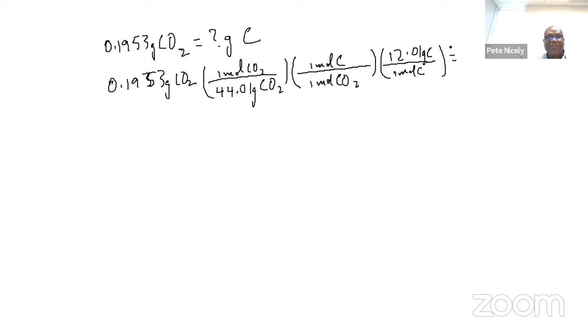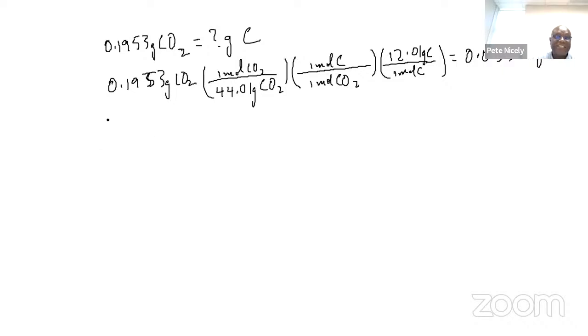And according to my, is this right? Let me do this again. 0.1953 divided by 44.01 times 12.01. Okay, so that is right. Okay, so the mass I got here is 0.05330 grams of carbon, all right?